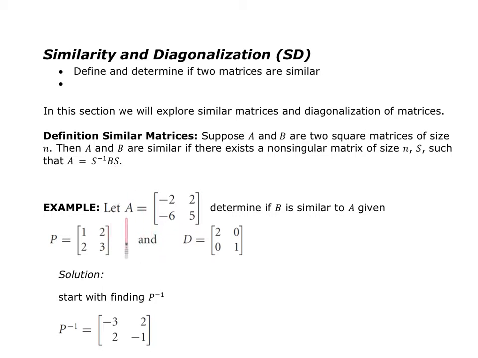So let's look at an example. We have this matrix A, and I want to know if B is similar to A, given that this is going to be my S, and this is going to be my D. And it should be, let's fix this, if D is similar to A.